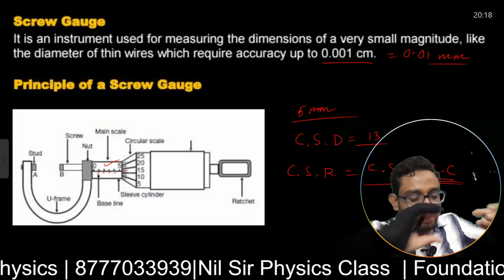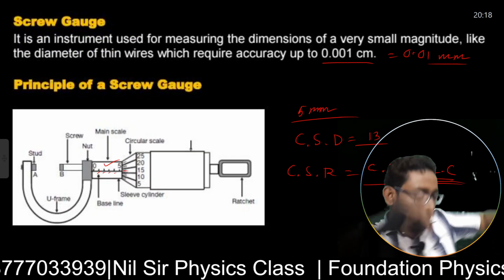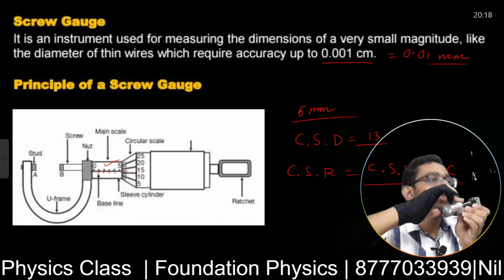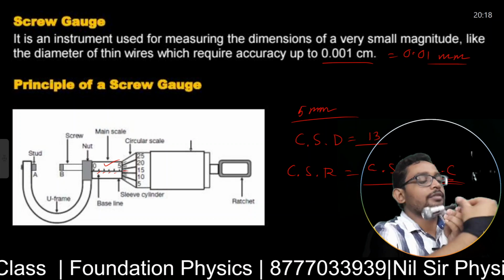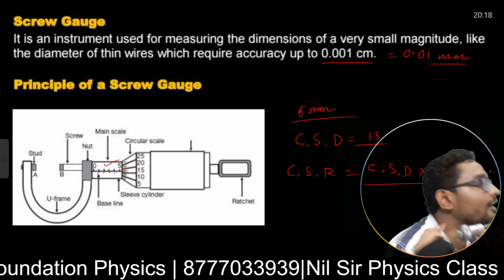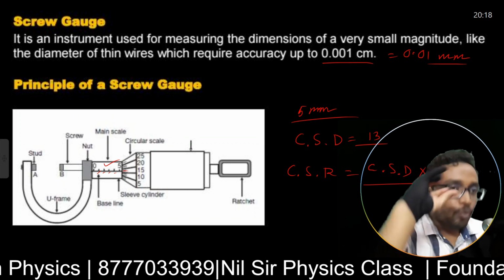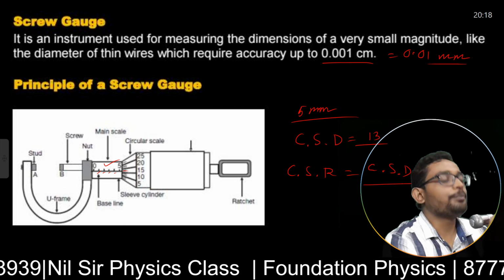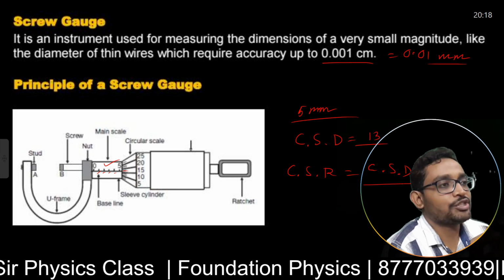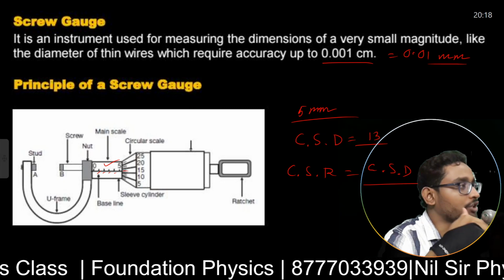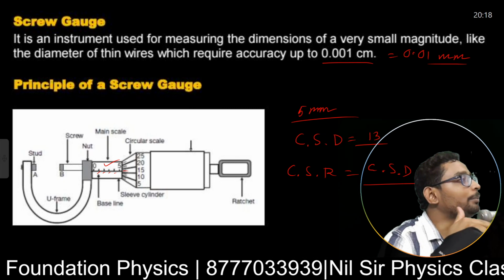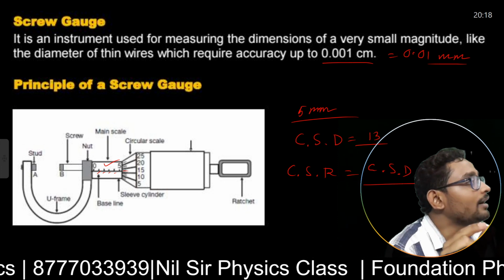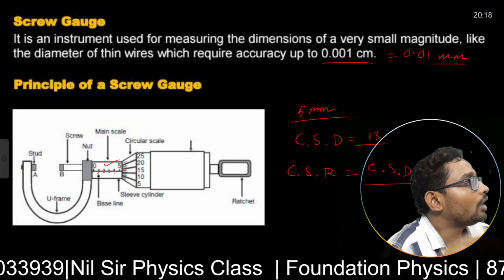Now when you rotate this one, the axis is actually moving, so this axis travels a linear distance. For one complete rotation, the distance traveled by the main scale is called the pitch.